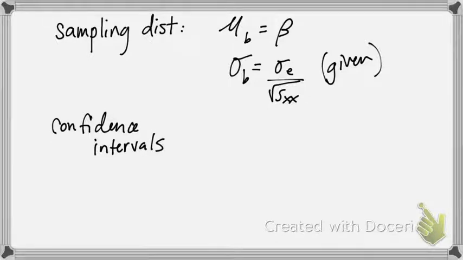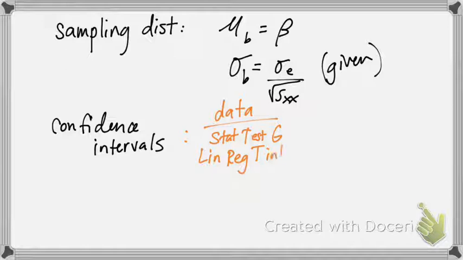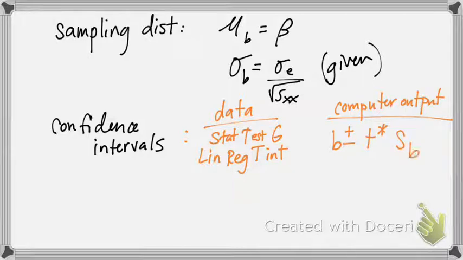There are 2 ways you're going to be doing these. You'll either be given the data, in which case you would do stat test G, and that's a linear regression T interval. Or you'll be given the computer output, in which case the formula is B plus or minus T star SB. And degrees of freedom is always n minus 2.